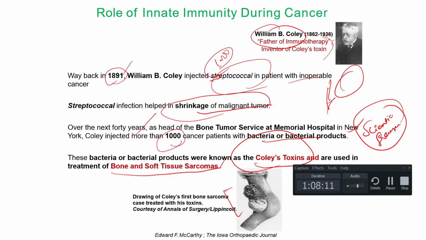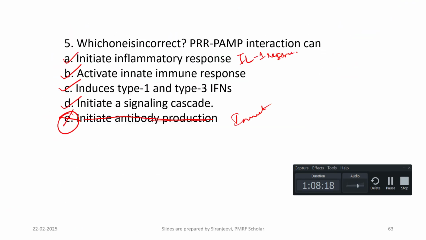And which among the following statements are not correct? So okay, microbes are 10 times more than the number of human cells. Is it correct?